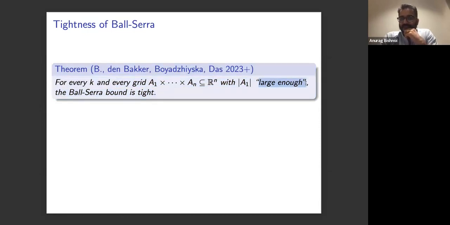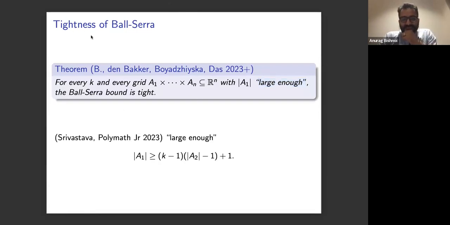This large enough we determine precisely for dimension 2. We determine the exact threshold where this works. But for higher dimensions, we left it as an open problem. Recently, there was this Polymath Junior project organized by Adam. So here's a plug for Adam's Polymath Junior REU. There, one of the students, Shreya Srivastav, showed that our construction generalizes very nicely to every dimension. She determines the exact threshold, which is what we believe should be the truth.